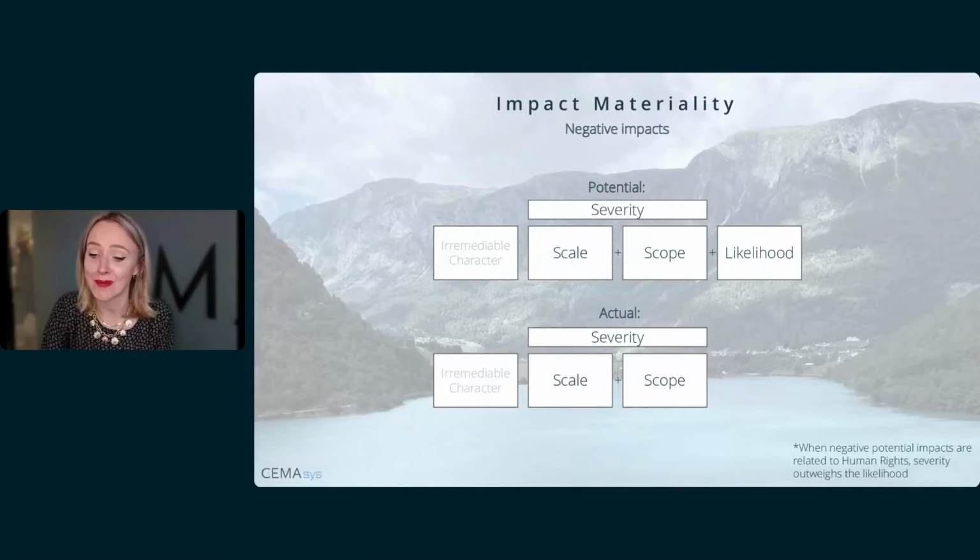Also, worth noting in the bottom right corner, I see that I've written that when potential negative impacts are related to human rights, severity will outweigh likelihood. AKA, if there is a possibility that your company has a negative impact on human rights, this needs to have a little bit extra scoring. So even if the likelihood is low that there are human rights violations at, like, your tier 1 supplier, if the likelihood is low but the severity is high, well, no. If the likelihood is low, the severity should always outweigh the likelihood, if that makes sense. I think so.